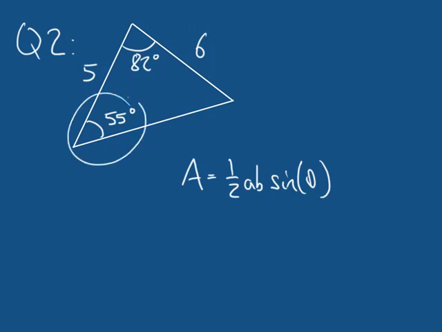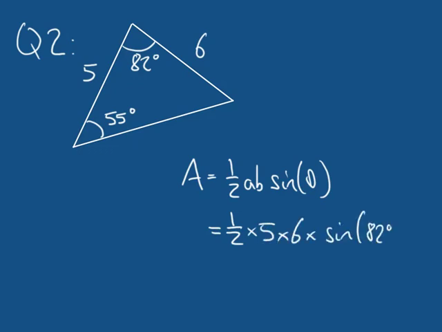The 55 degrees in this case has no bearing on our result. We can simply ignore it. However, we must take the 82 degrees to be our angle theta, and our edges of 5 and 6 units length to be A and B. It doesn't matter which order we take them in, but they need to be our edges A and B. So this means our area is equal to a half times 5 times 6 times the sine of 82 degrees.